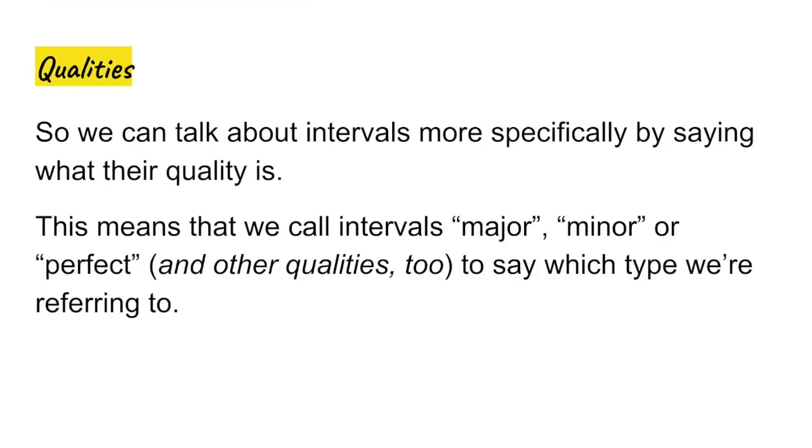So, in other words, we can talk about intervals more specifically by saying what their quality is. This means that we can call them major, minor, or perfect, or other things to say exactly what the distance is. If this part is a little confusing to you, don't worry about it right now. We won't learn about qualities for some time, but I did want to mention that they existed.